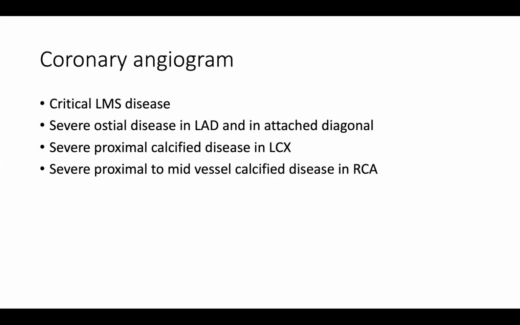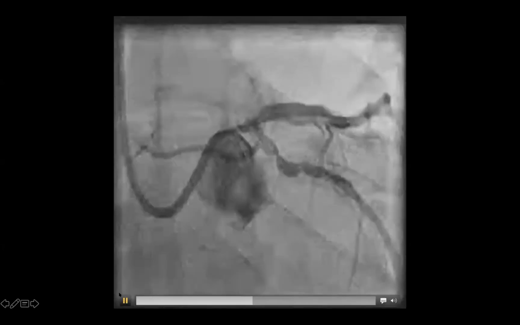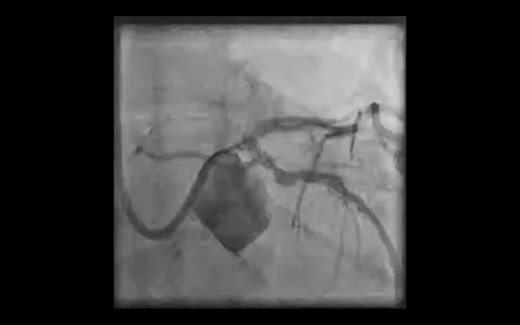but I can give you an idea of what the report was. It's a critical left main stem disease. I will show you in the PCI pictures. Severe ostial disease in the LAD and attached diagonal, severe proximal calcified disease in the circumflex artery, and severe proximal to mid-vessel calcified disease in the RCA. These are the pictures we took during the PCI. Despite my efforts, I could not get the angio. But there is no ambiguity, no need for IVUS, no need for OCT, that this is critical left main stem disease. Very clear.